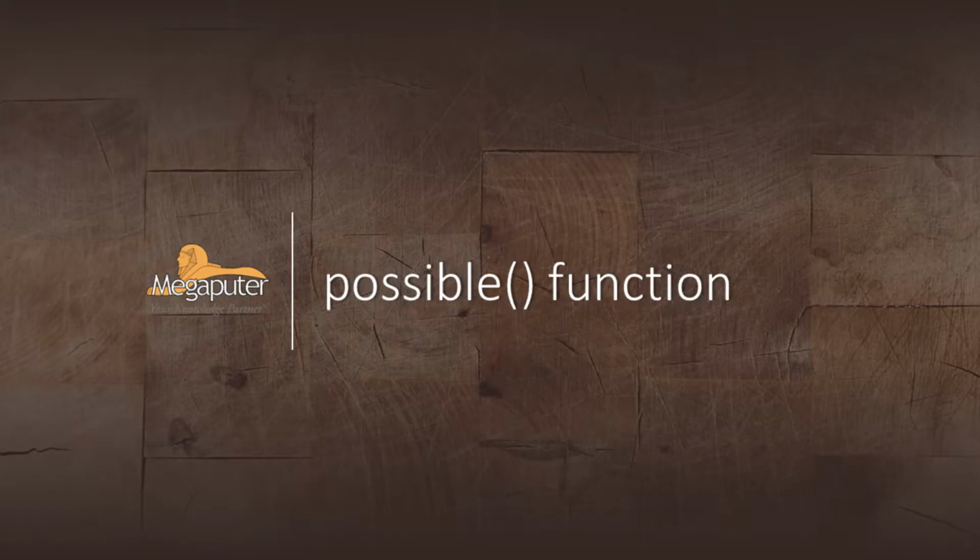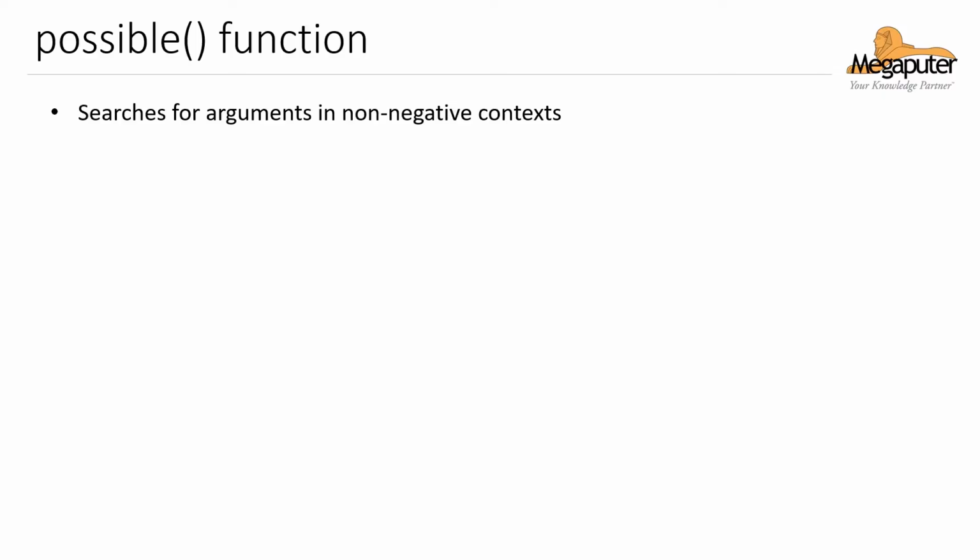In this video, we'll be going over the possible function. The possible function matches records which contain the function arguments in a non-negative context. Thus, it is the functional inverse of the negate function. For example, this expression here will match records where the word violation or its grammatical forms are not negated.